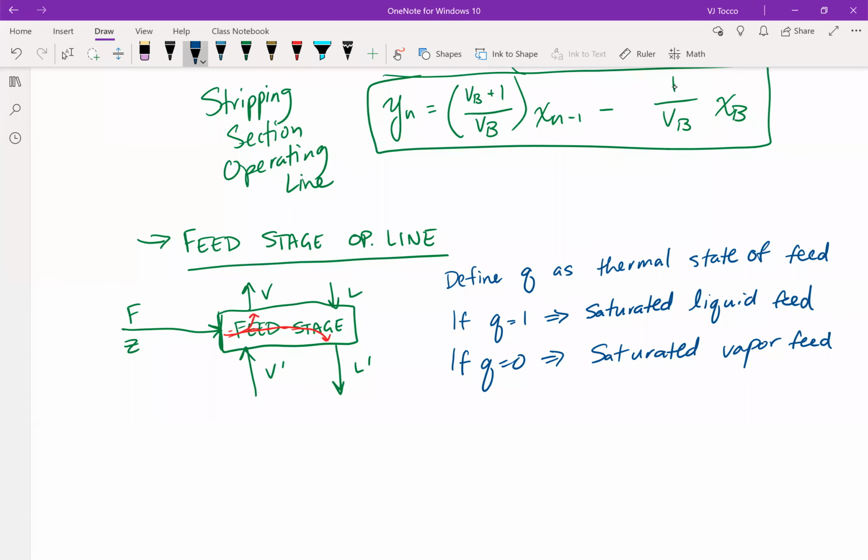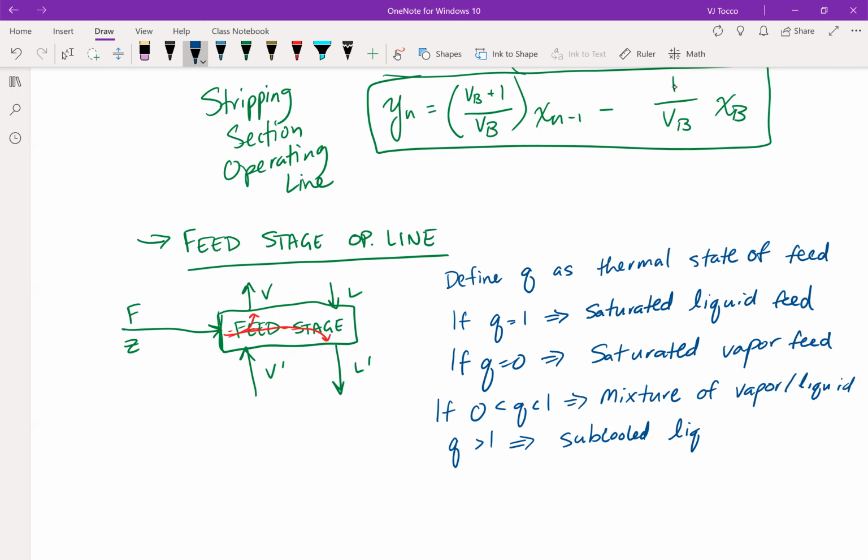You can also have a q value that is between 0 and 1. So if 0 is less than q is less than 1, you have a mixture of both. Or your feed is in equilibrium, is another way you can think about it, of vapor and liquid. And you could also have q greater than 1, which would correspond to a subcooled liquid. Or you could have q less than 0, corresponding to a superheated vapor.